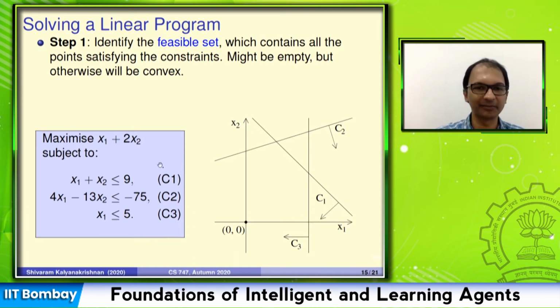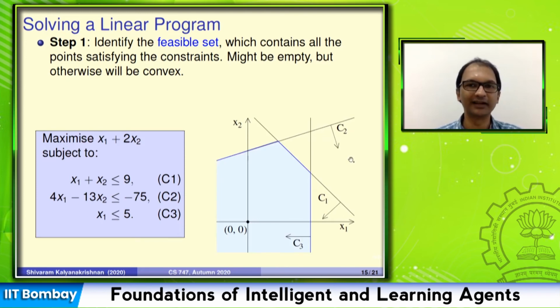So take, for example, C1. C1 says that x1 plus x2 must be less than or equal to 9. So this line over here is actually the line x1 plus x2 is equal to 9. And if you have a less than or equal to, it means we're only interested in points that lie to one side of the line. Similarly for C2, C3. C3 says x1 is less than or equal to 5. That's easy to see, you can only look at points that are to the left of this line.